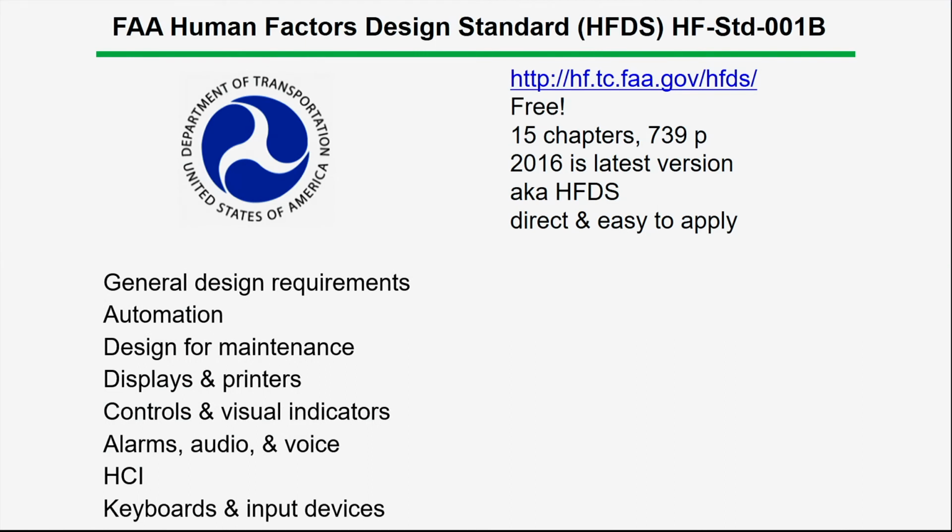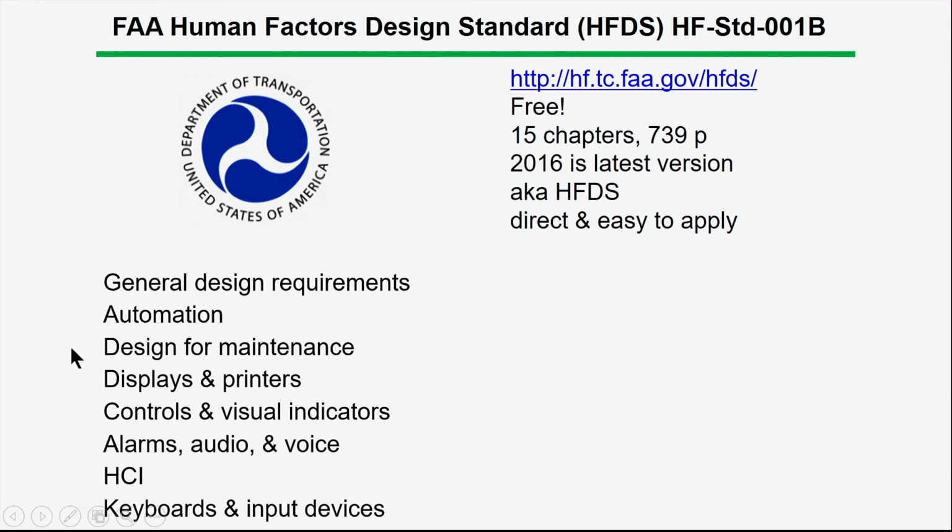Here's a partial indication of the table of contents. So pretty much every one of these standards starts out with a general section. It covers automation, which is not a topic that's covered in many other documents. Automation is important because it's quite common in aircraft. So the question is, how do you design for automation?